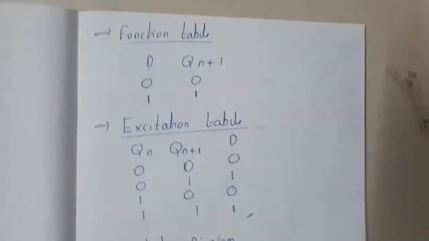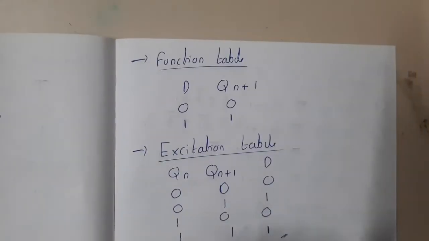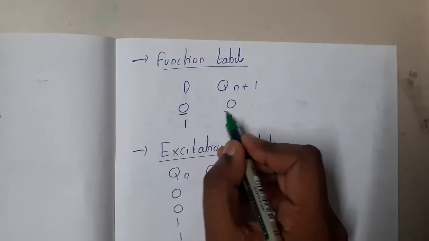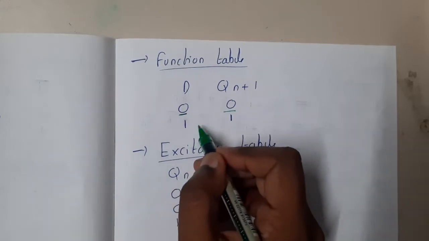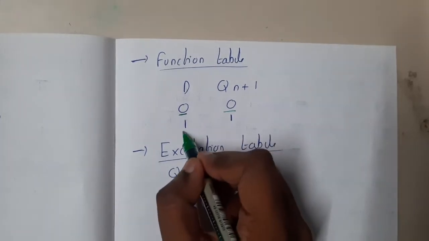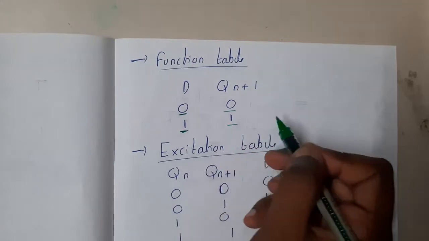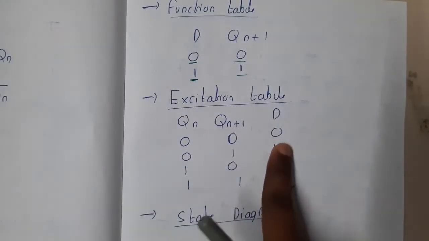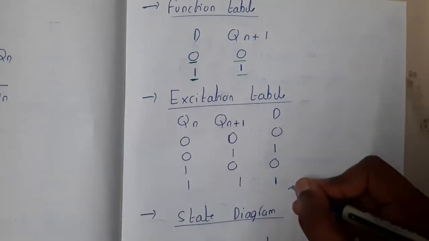Now moving on to the function table. Just by observing, if D equal to 0, we are making Qn plus 1 equal to 0, which is nothing but reset. When D equal to 1, we are setting it to 1. That's it. Based on this observation, you can write the excitation table, filling it from the truth table.